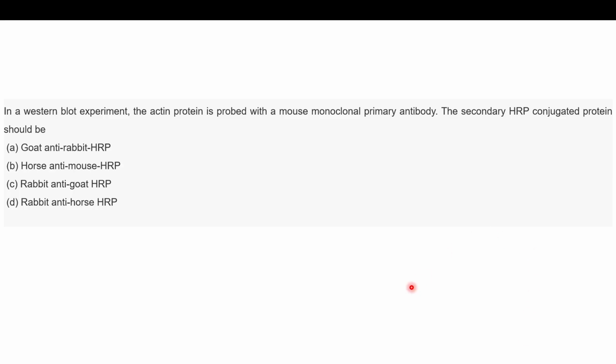And this is the last question. So in the Western blot, we talked about primary antibody and secondary antibody. Suppose this is the protein that is being probed, and the primary antibody used is a mouse generated primary antibody. The secondary antibody is conjugated with this particular enzyme. This is a peroxidase. So what should be the type of secondary antibody? Does anyone have any idea?